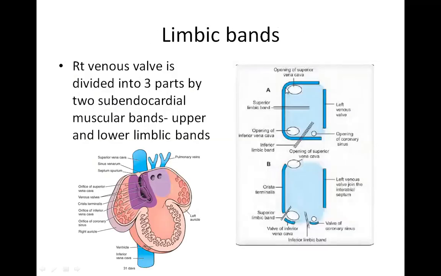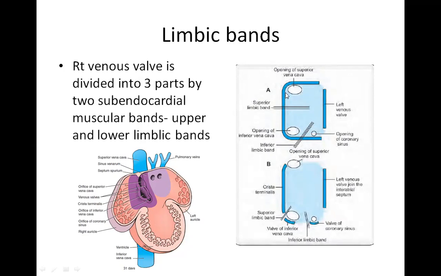The right venous valve was divided by two limbic bands, the superior and the inferior limbic bands. These were the subendocardial bands, which were beneath the endocardium. Right? If you remember, the myocardium was secreting the myocardial jelly. So that forms the two subendocardial muscular bands, the superior and the inferior limbic bands.